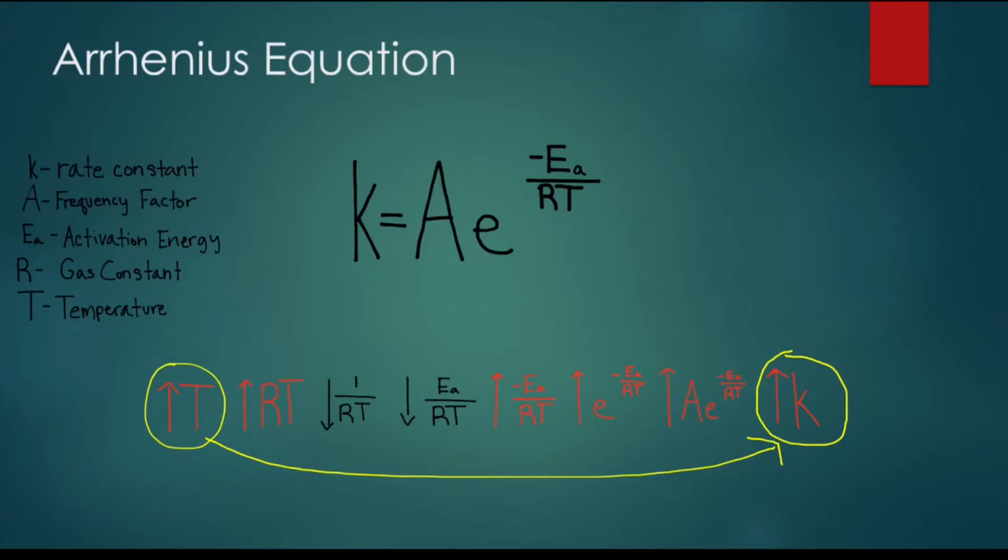The Arrhenius equation proves that with an increase in temperature, there's also an increase in rate. Following the steps below, you can see that with the increase in temperature, it leads to an increase in rate.